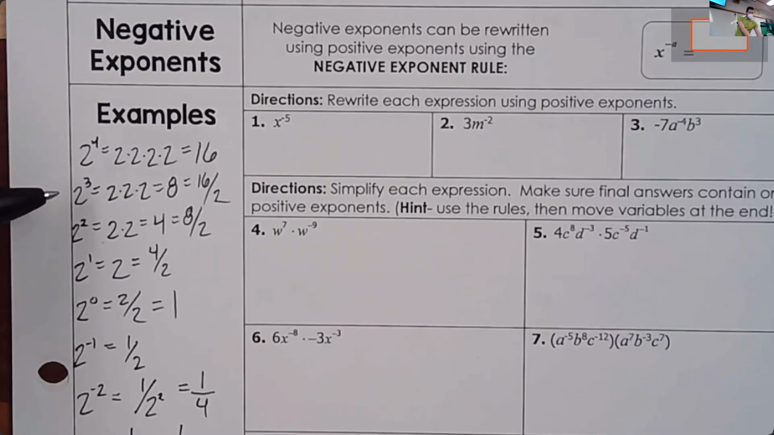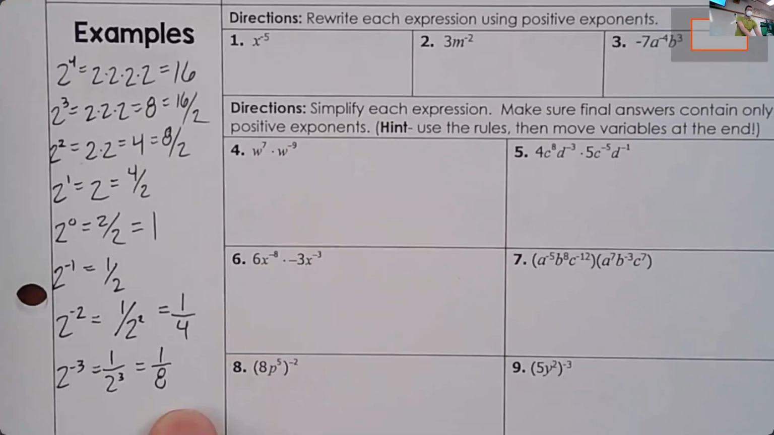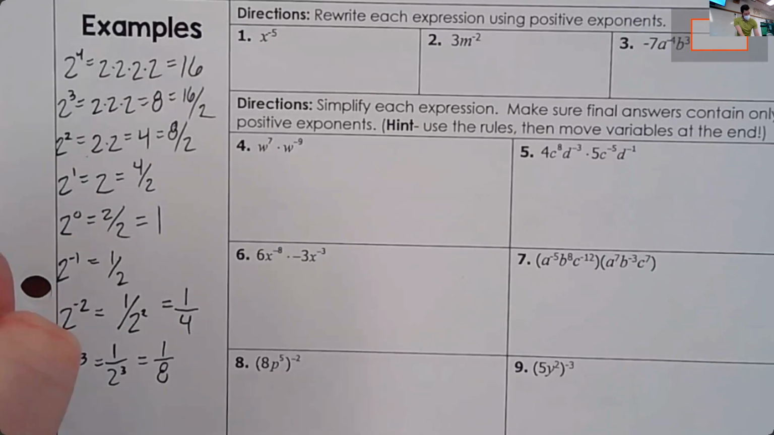So 2 to the negative 3 and 2 to the positive 3 are going to be reciprocal values of one another, 8 and 1/8. Last one here, and then we'll start working on the notes. 2 to the negative 4, what do we think?